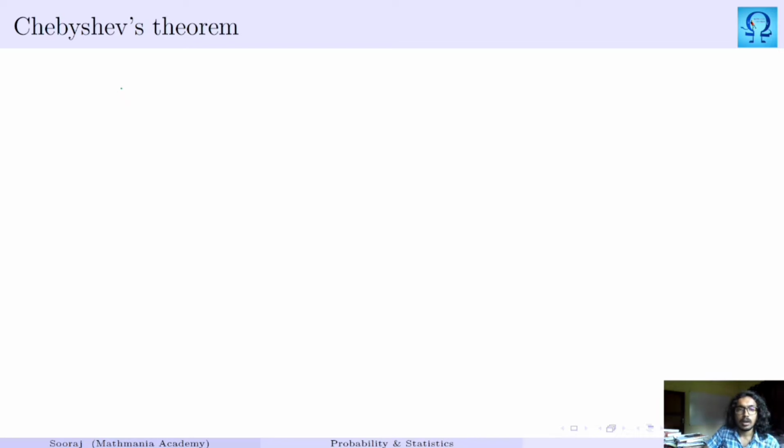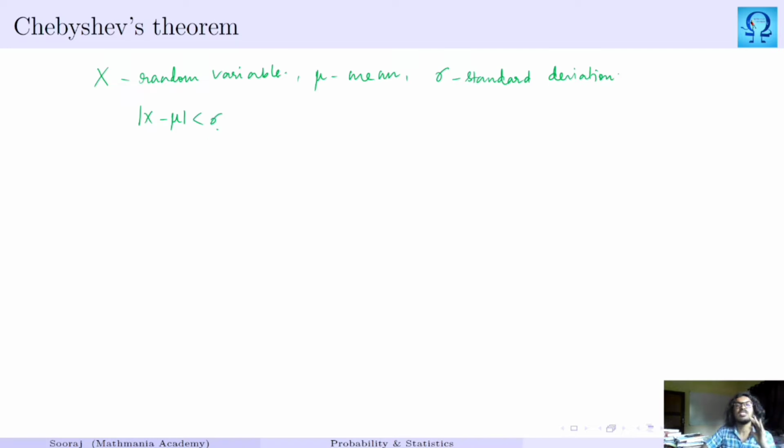So we perform some random experiment. This random variable is going to measure the output of this random experiment, and mu denotes the mean of this random variable, and sigma is the standard deviation. Generally, I told you, this is the general stuff.